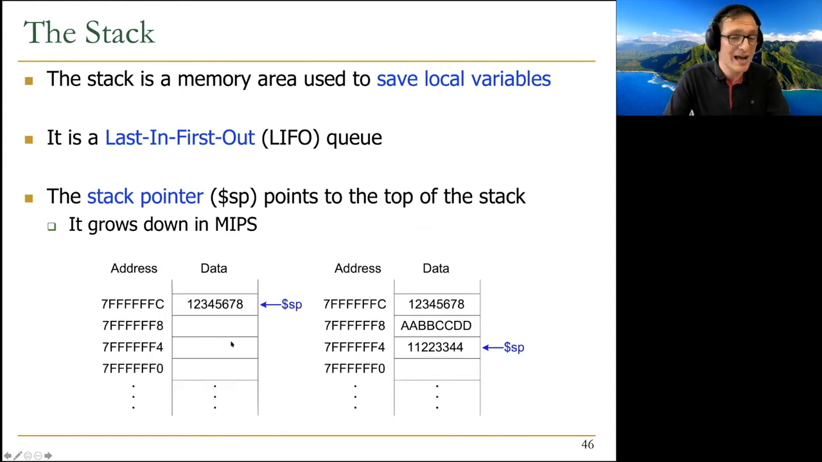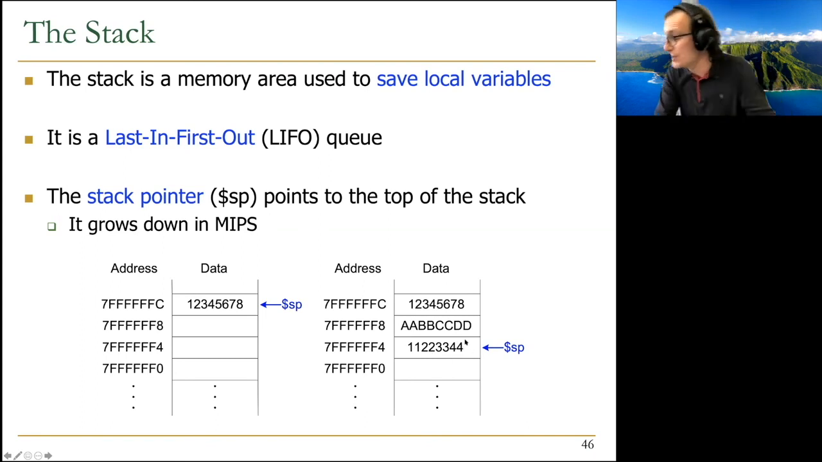So you can push values on the stack, and you can pop values out of the stack. So look over here. The stack pointer points to this location, this address. It has this value. Maybe you can push two registers on the stack here that have two values, AABBCCDD and 11223344. Now you added or pushed two values onto the stack.